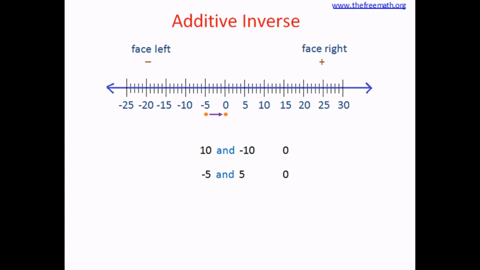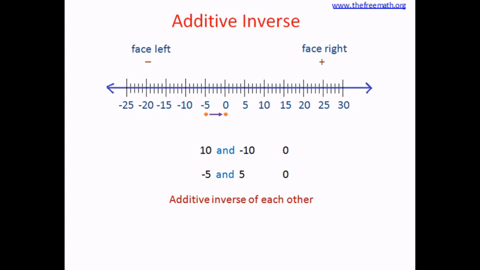Such numbers are called additive inverse of each other. That means the additive inverse of 10 is negative 10 and the additive inverse of negative 10 is 10. Additive inverse of negative 5 is 5 and additive inverse of 5 is negative 5. You'll see that these numbers have opposite signs and their distance from 0 is the same, but on the opposite sides. That means negative 5 is 5 places on the left hand side of 0 and positive 5 is 5 places on the right hand side of 0. So they are on the opposite sides of 0 at the same distance.